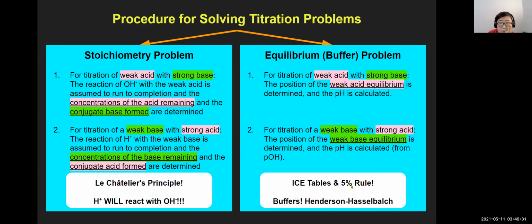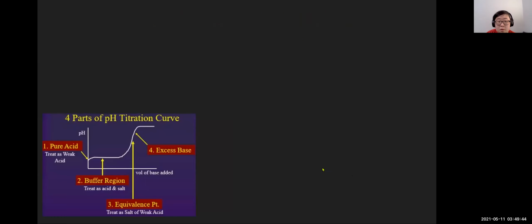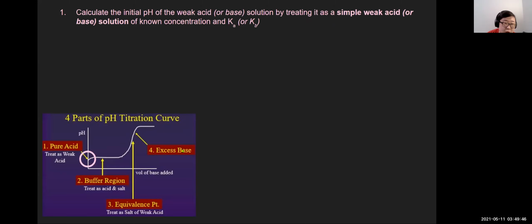You have ICE tables and the 5% rule. I guess the 5% rule doesn't always apply, so please check that. Usually it should, because they're weak acids and bases. Buffers and Henderson-Hasselbalch expressions. So there are 4 parts of a pH titration curve.